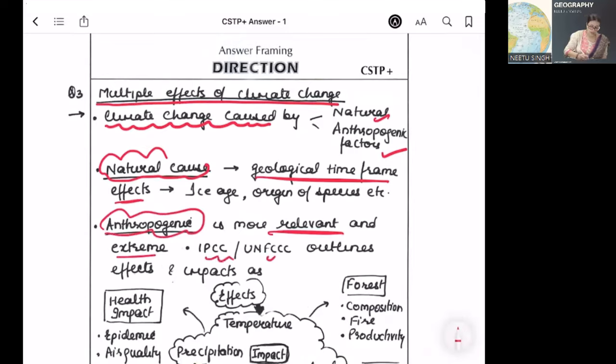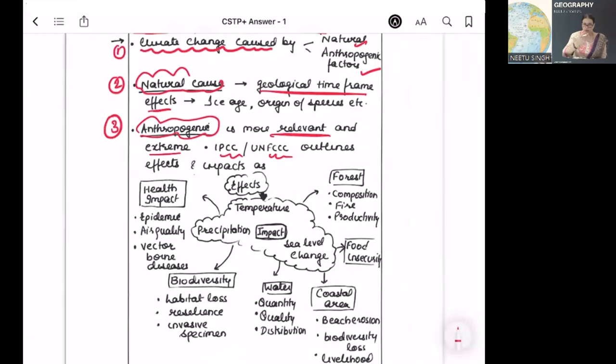And we take it up with IPCC, United Nations Framework Convention on Climate Change. So I have given myself three important points of introduction. Now, once I have given in my answer framing that there can be two causes of climate change, with more extreme and more relevant being anthropogenic, automatically my answer will be focused towards the anthropogenic causes of climate change.